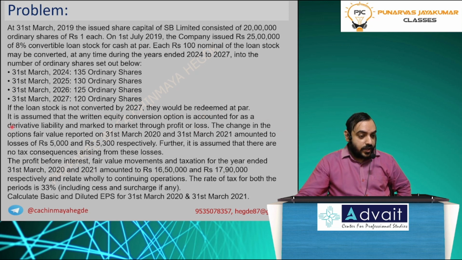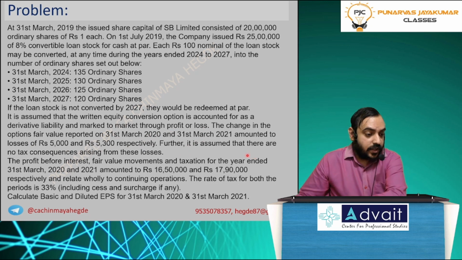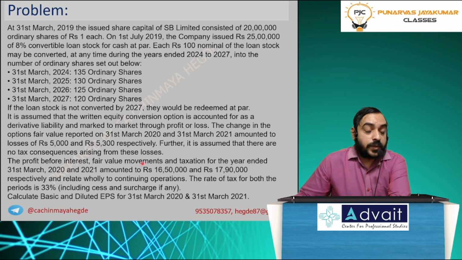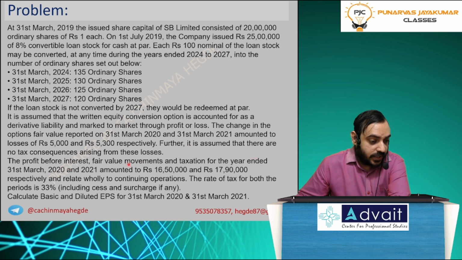It is assumed that the equity conversion option is accounted for as a derivative liability and marked to market through profit and loss. The change in the option fair value reported on 31st of March 2020 and 21 amounted to a loss of 5,000 and 5,300 respectively. 20 is the first year, 21 second year. Further, it is assumed that there are no tax consequences arising from these losses. No deferred tax impact.